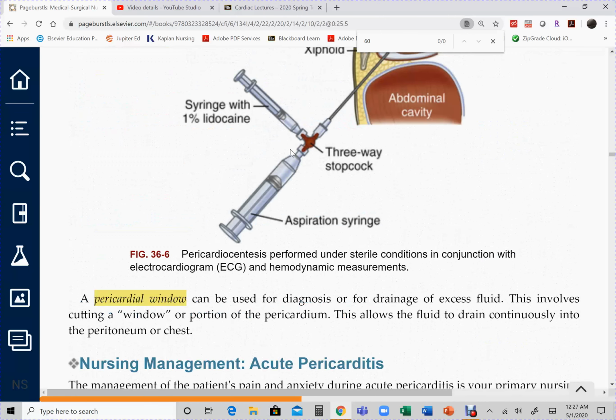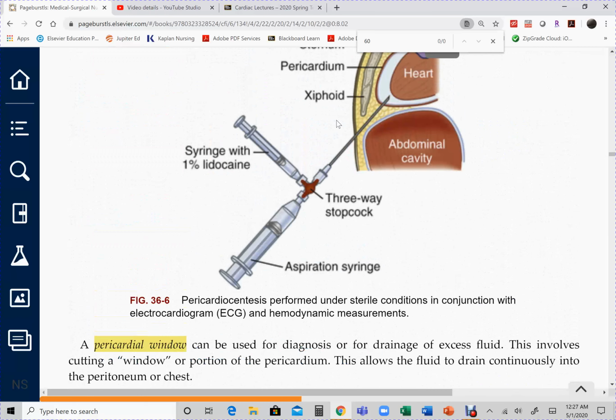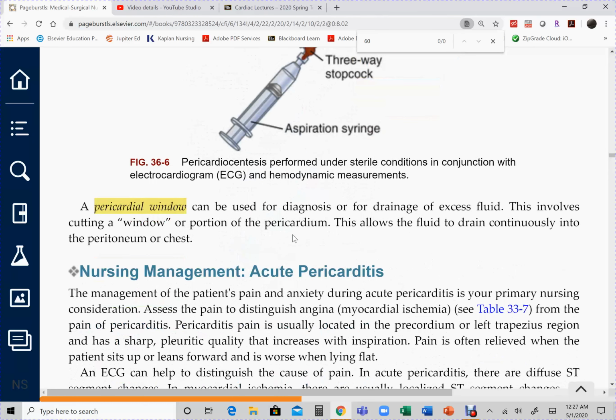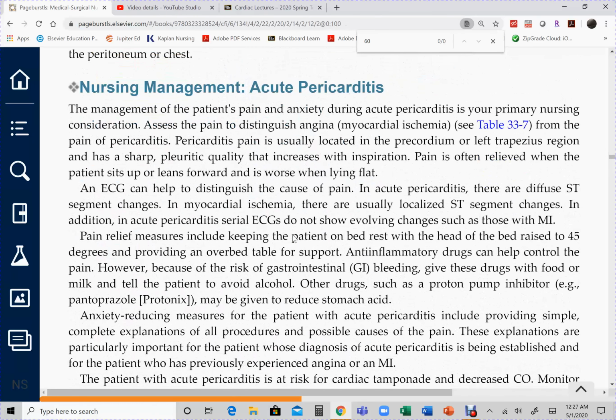And it's not like it's a lot of fluid, okay, because the pericardium is just a small area, and that's why it's a problem there. But you have plenty of space in the peritoneum, so it's not likely to cause problems there.